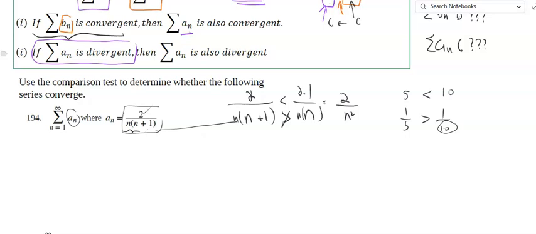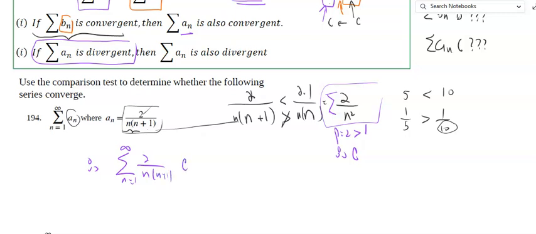Now you want to be really careful. You want to say this is a series. P equal 2 is a series. If you don't write the summation notation, that's a sequence. There is no p sequence. P is greater than 1. The p equal 2, which is bigger than 1. Therefore, this series converges. Therefore, the series n equal 1 to infinity of 2 over n times n plus 1 converges by the comparison test.